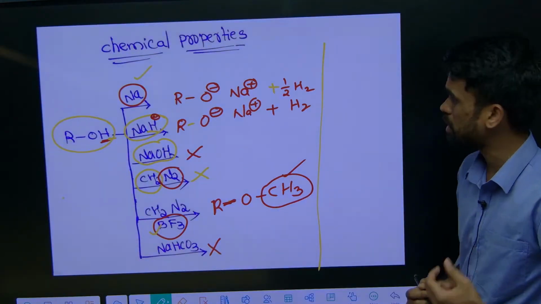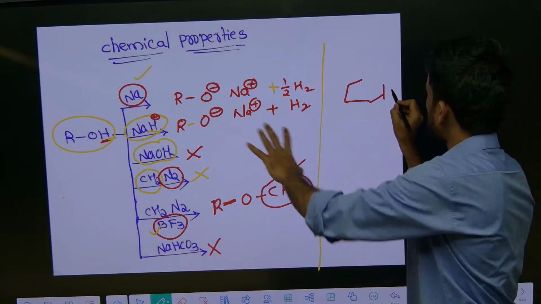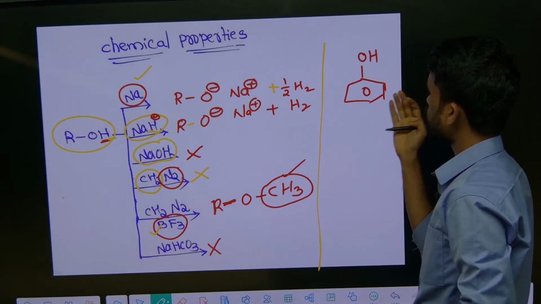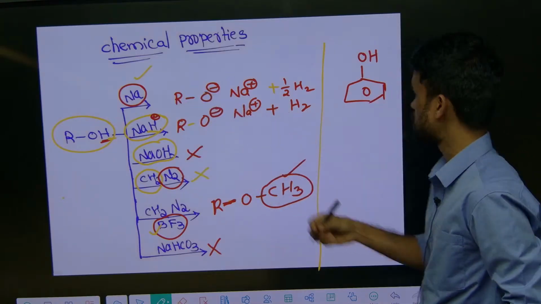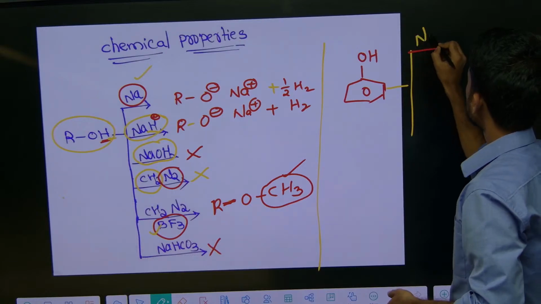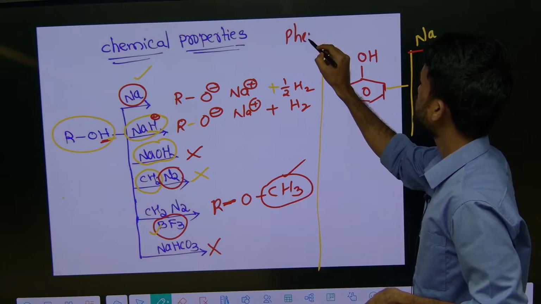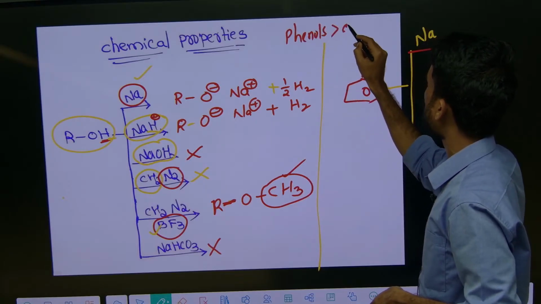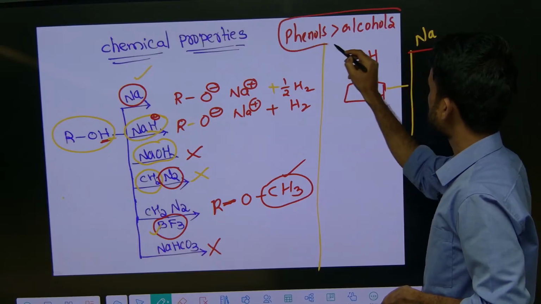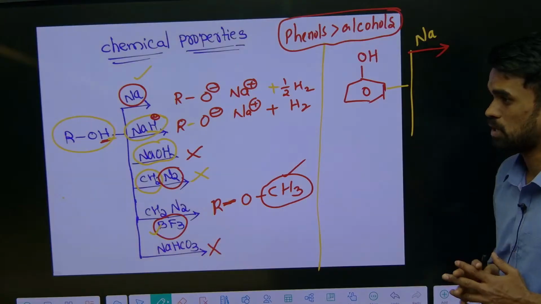The next part: let us compare the chemical properties, taking the same reagents with phenol. Now phenol is treated with the same things. The first is sodium metal. Remember, phenols are more acidic than alcohols. Remember this statement. Why phenols are more acidic than alcohols I will explain; as of now, just follow the steps I am doing here.